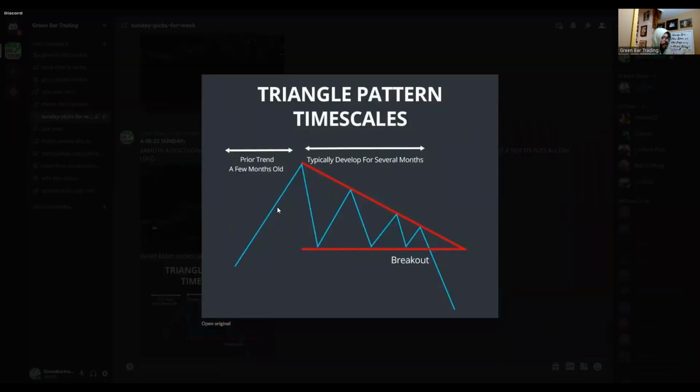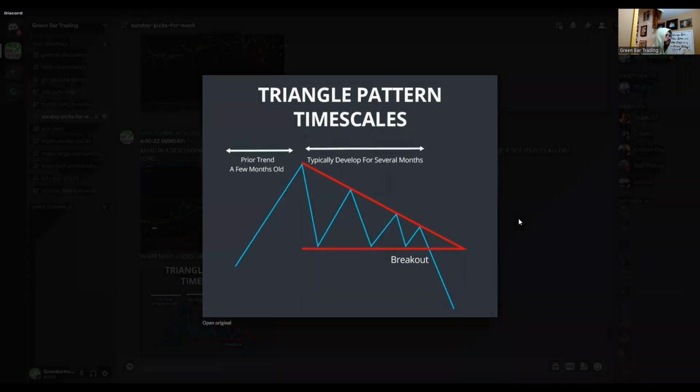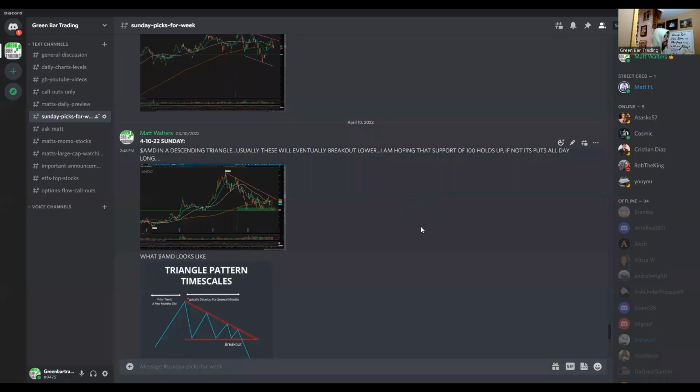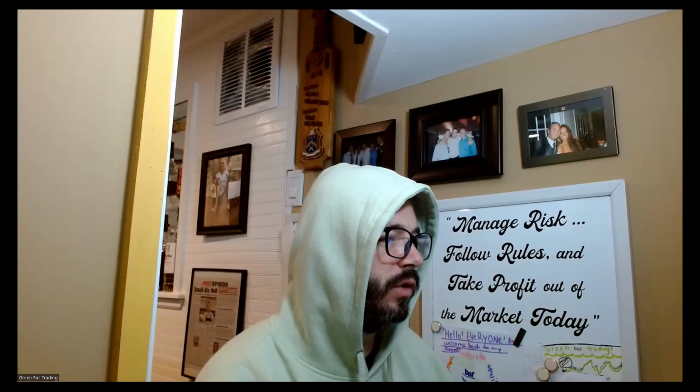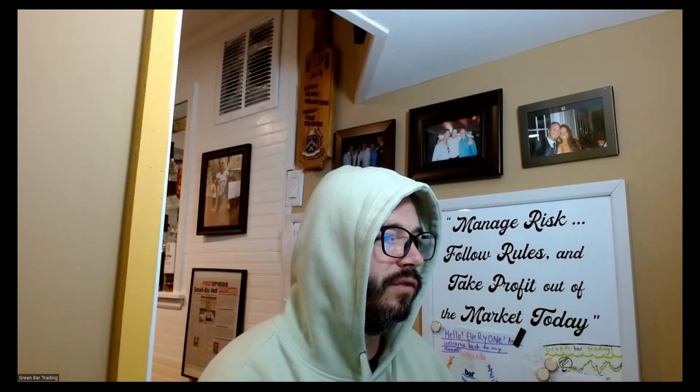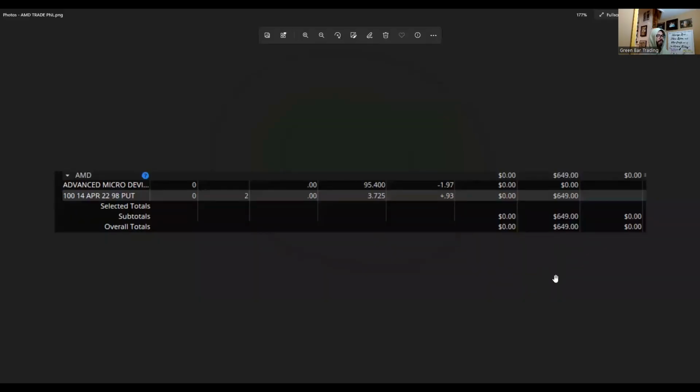This is an illustration of what a descending triangle pattern looks like. Okay, so AMD was so textbook. If you just know what you're looking for, you can really take advantage of some of these. And that's what we did here. So this was my trade. And I'll show you my entries and exits on the other window in a second.